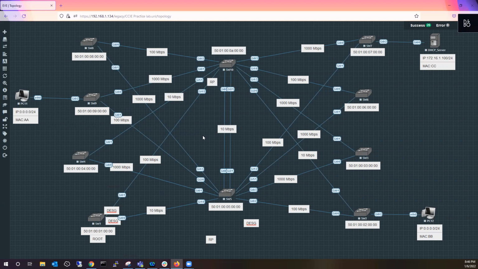Remember, the root port is selected because of cost. Oh yeah, I see. It's only 10 megabits. Got it. So it's only 100 compared to. So I can go around the world and back and be faster than that. Exactly.